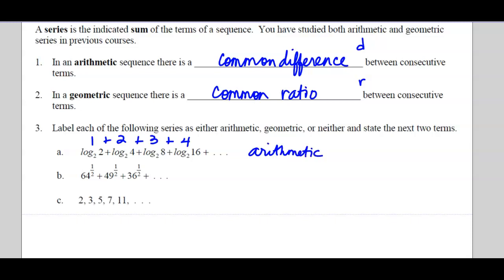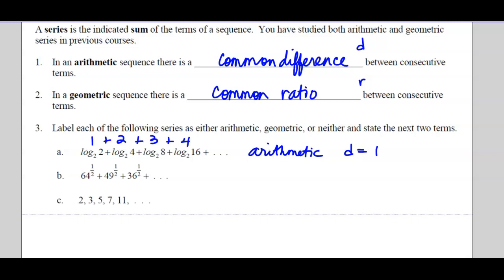So don't be fooled. Just because the arguments keep getting multiplied by 2, remember, when you do that, you can use the product law and separate the logs, right? So the log of 8, for example, can be shown as the log of 4 plus the log of 2. This log of 16 can be shown as the log of 8 plus the log of 2. You keep adding log of 2, which is 1. So evaluating, you see here, it's arithmetic with a common difference of 1.